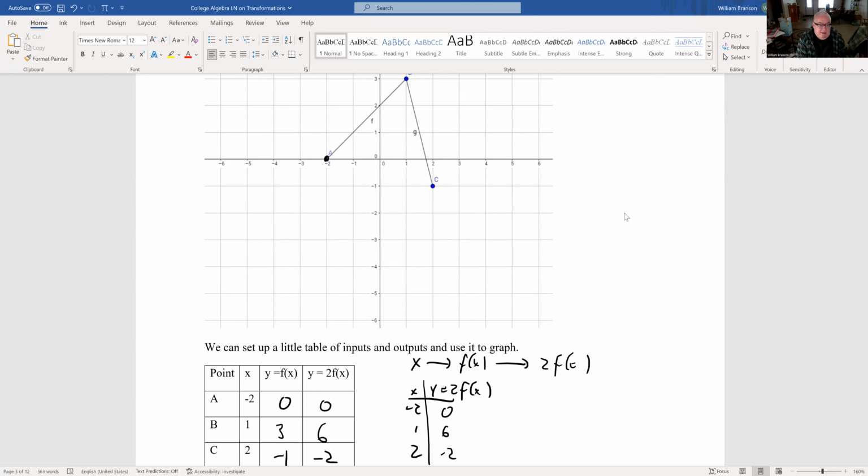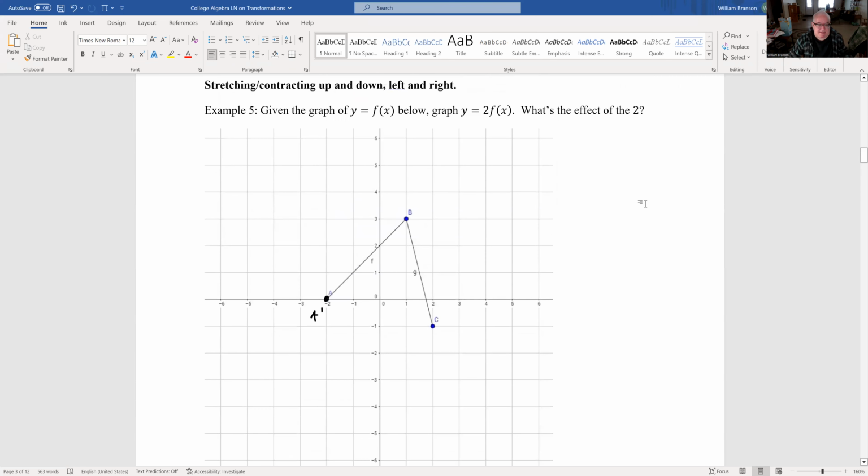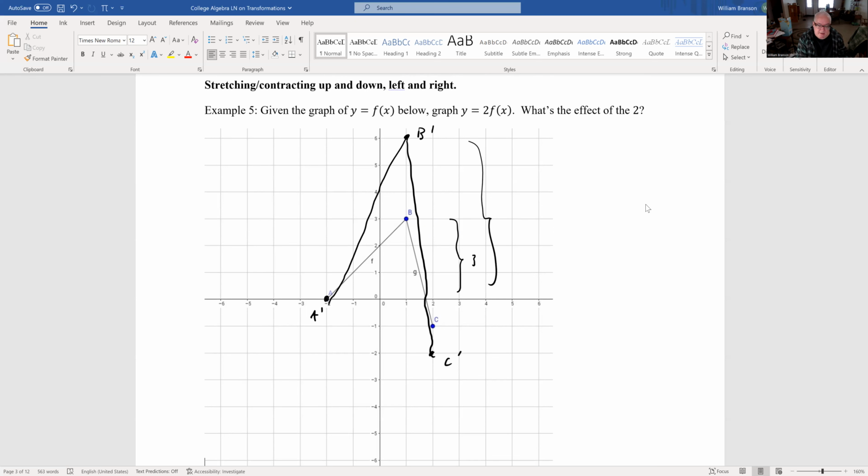So A prime keeps the same y value. B prime is now 1, 6. And C prime is 2, minus 2. So the graph is actually stretched out by a factor of 2, which means this distance here is 3, and so if you double that, you get 6. This distance here is 1. If you double that, you get, well, it's minus 1 because it's down, you get minus 2.